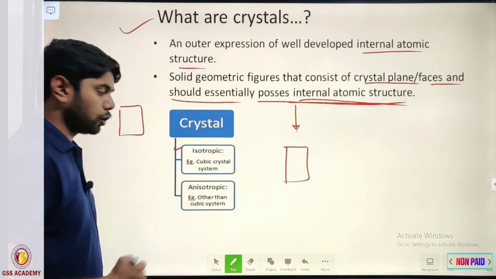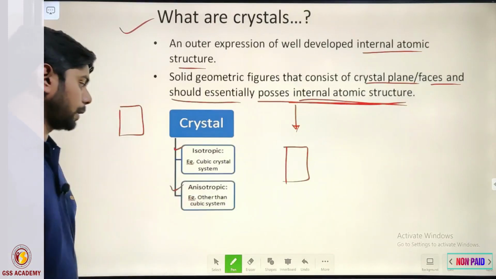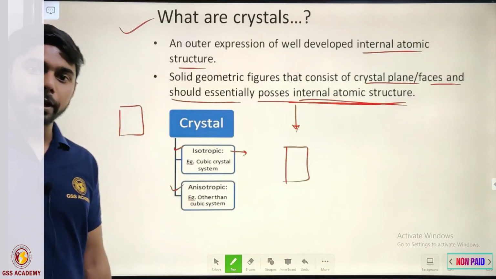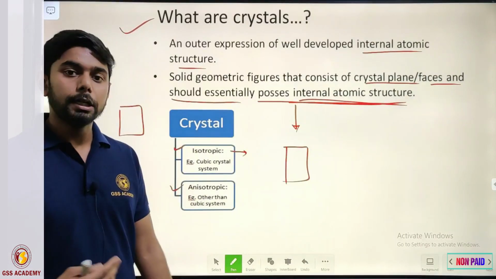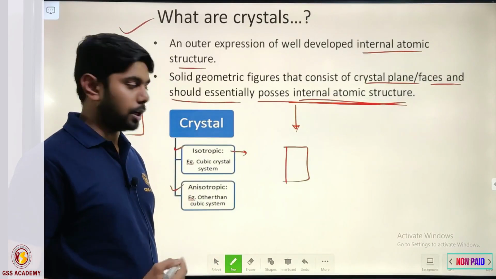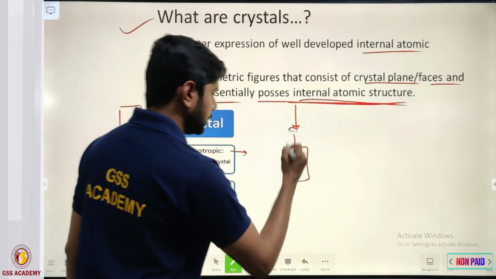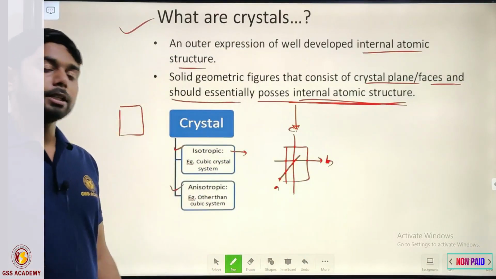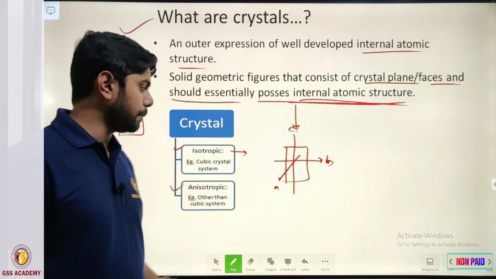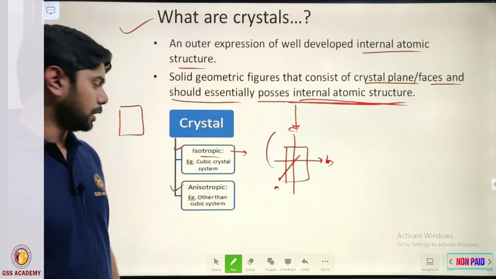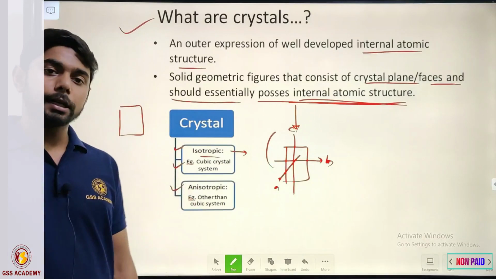We can divide crystals into two categories: first isotropic and second anisotropic. These are divided on the basis of the properties of the crystals. If the properties of a crystal are the same along all three axes, that is the A axis, B axis and C axis, then we call it an isotropic crystal, and the example is the cubic crystal system.